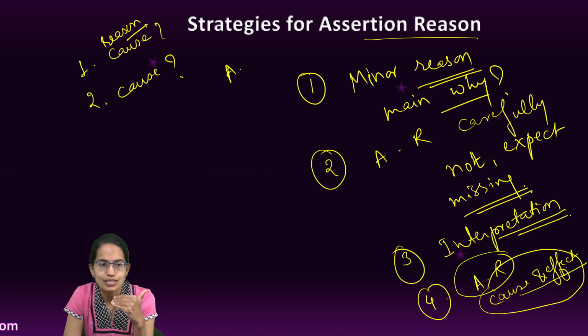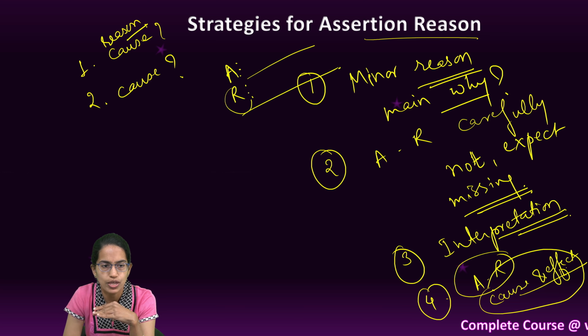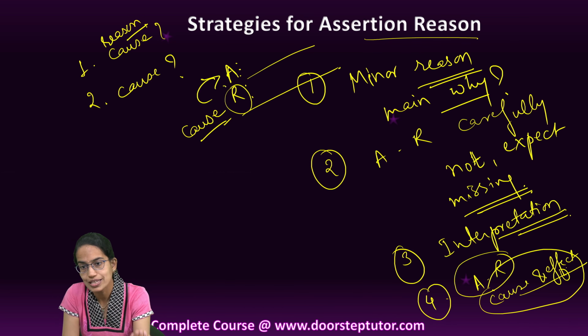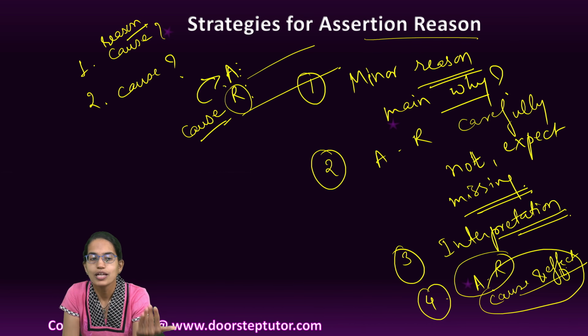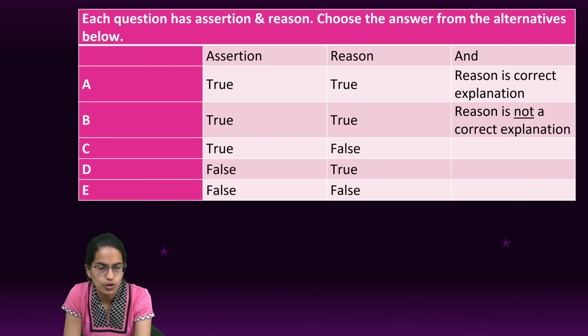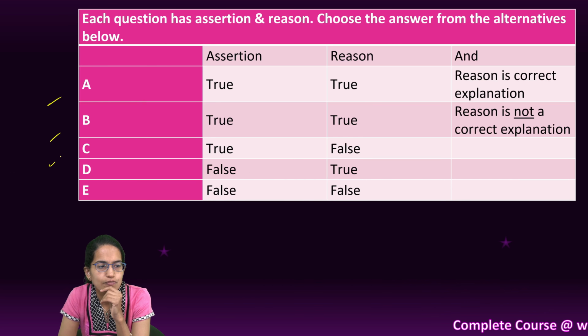However, in an assertion reason problem, it is well given. The first statement is assertion, the second statement is reason. So we have to only check whether the reason is correct. First of all, the reason itself is correct or not, and then whether the reason is the correct explanation for the assertion or not.